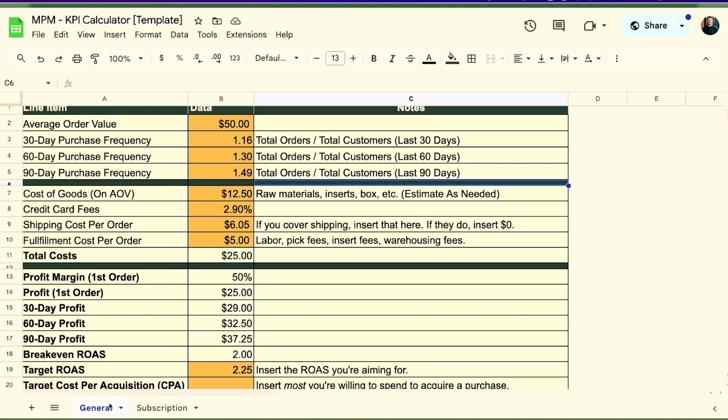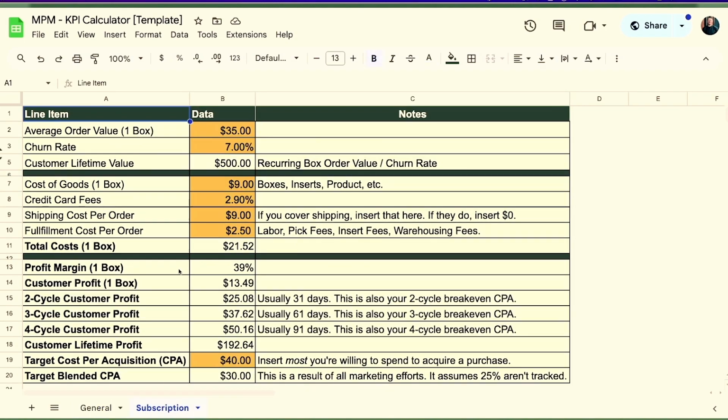We have a general tab for most products, and then we have a subscription tab because subscriptions involve churn. And as a subscription box, by the way, you have to factor in churn to your customer acquisition and how much you're willing to pay from a target CPA standpoint. But for simplicity's sake, I want to talk about calculating your target CPA and return on ad spend from a really general standpoint. A few things you need to keep in mind when we're calculating these is there's the quick math way of doing it, and then there's the more nerdy way of doing it.